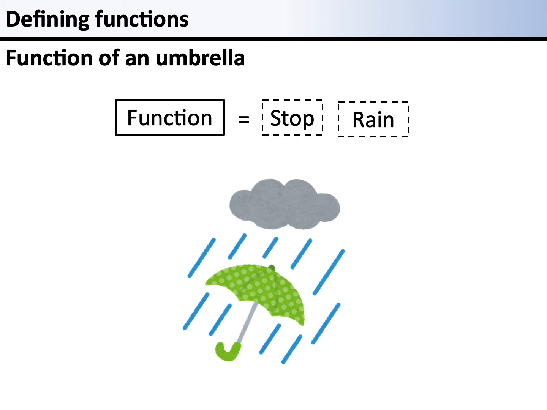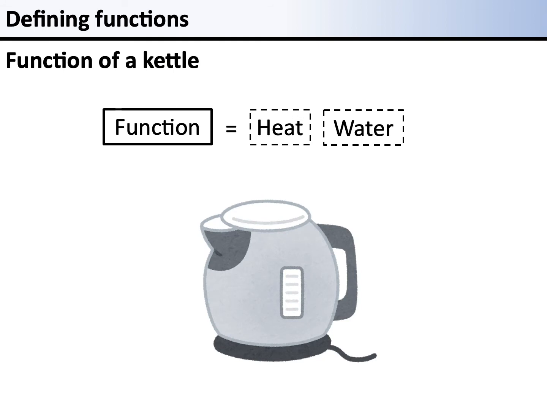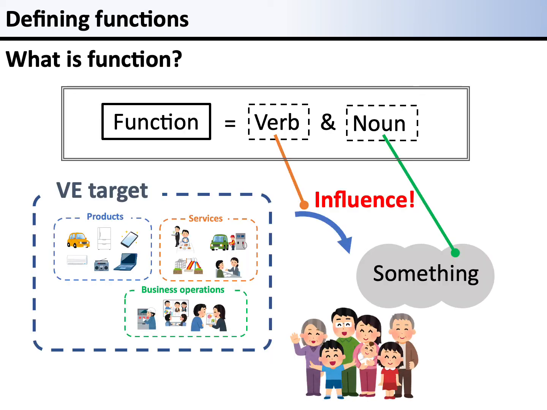The first example is umbrella. The function of an umbrella is to stop rain. Next example is a pot. The function of a pot is to heat water. Here, you should note that VE targets, products, services, and business operations are designed to perform some functions.